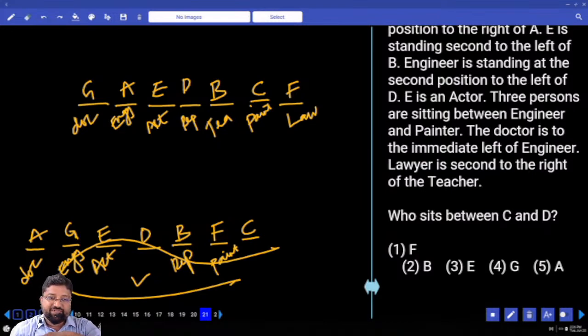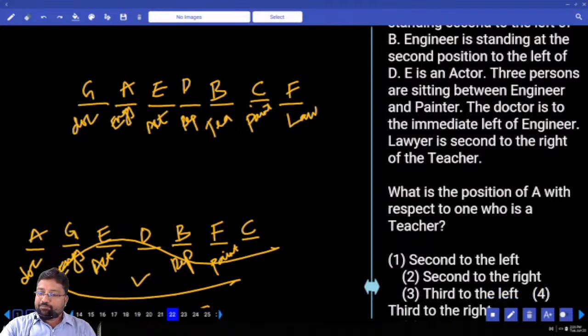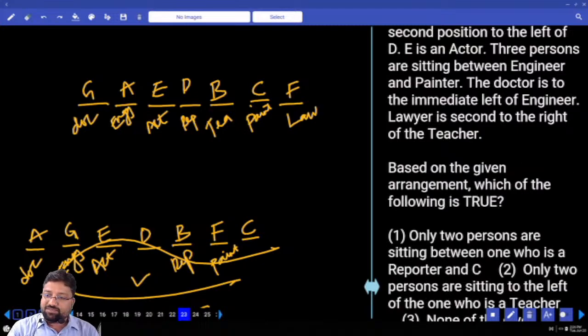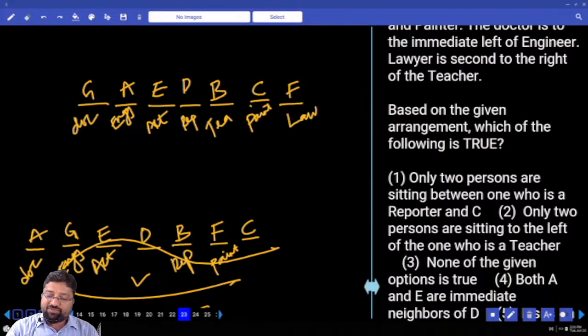Who is sitting between C and D? What is the position of A with respect to the one who is the teacher? Third to the left. Based on the given arrangement, which of the following is true?